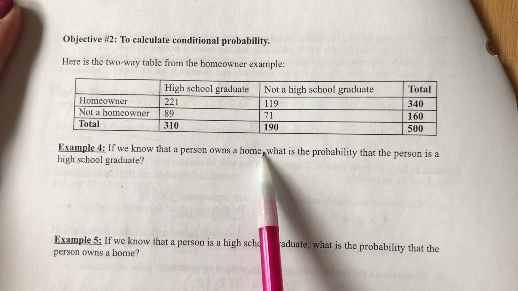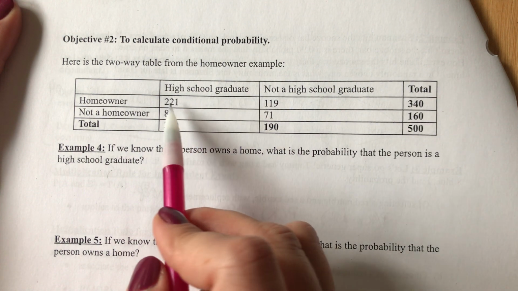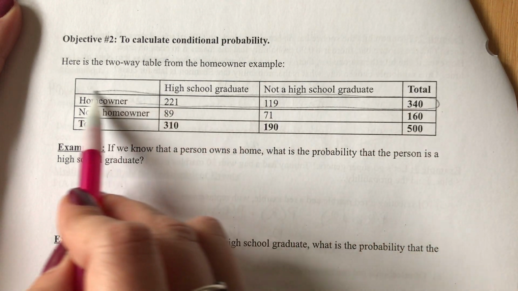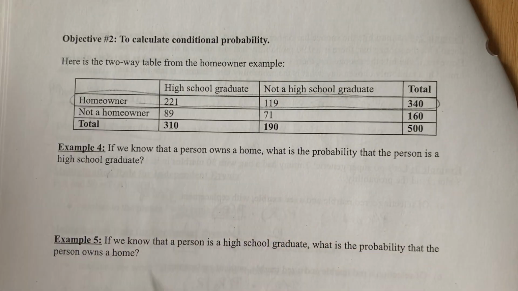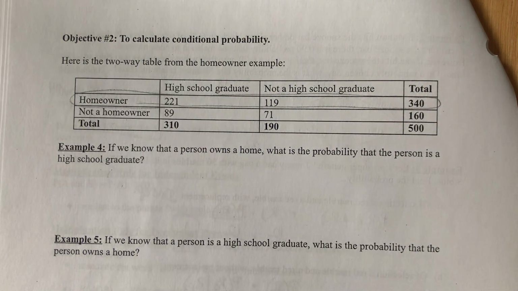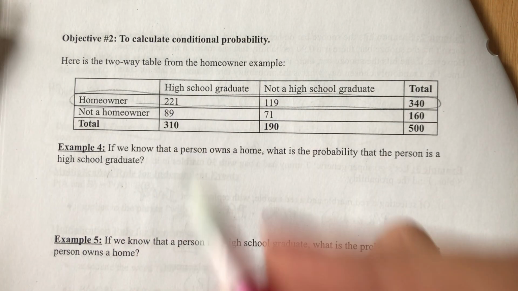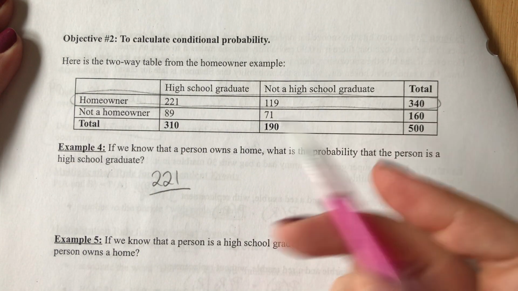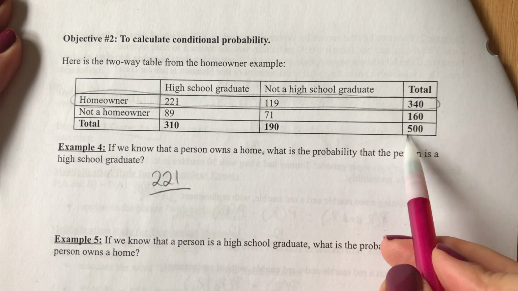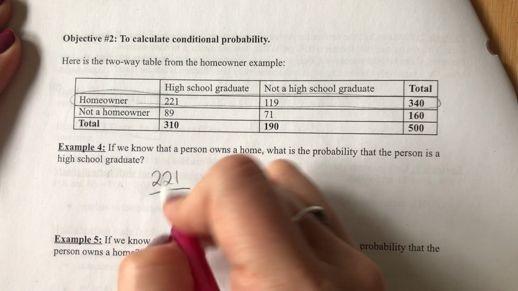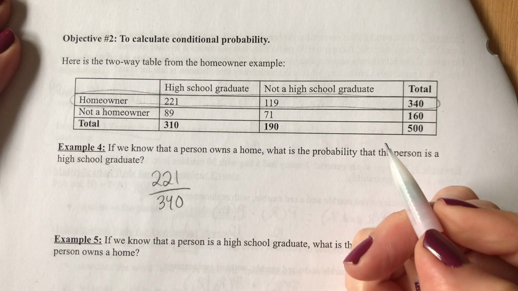If we know that they own a home, then that means that we're just looking at this row. If we know that they own a home, what's the probability that they're a high school grad? And that answer should come up as high school grad is 221. But what is going to be our divisor this time? Our divisor is going to come out of not the 500 total, but this 340, because we know that they own a home.